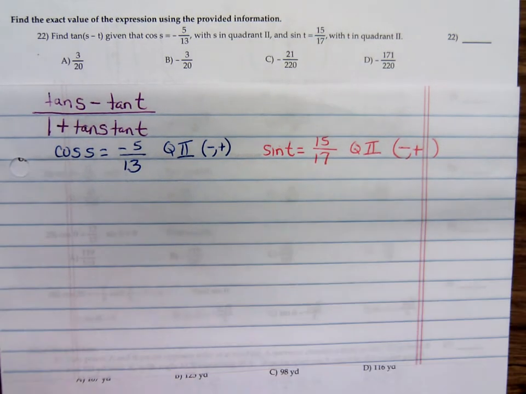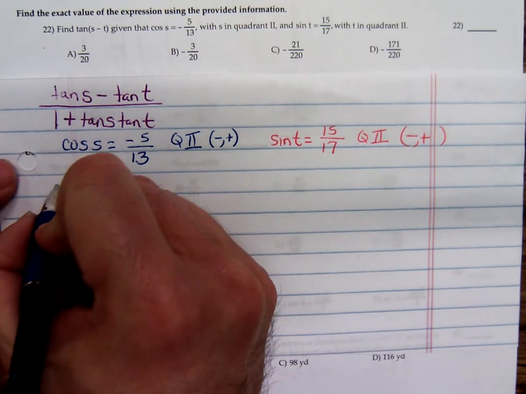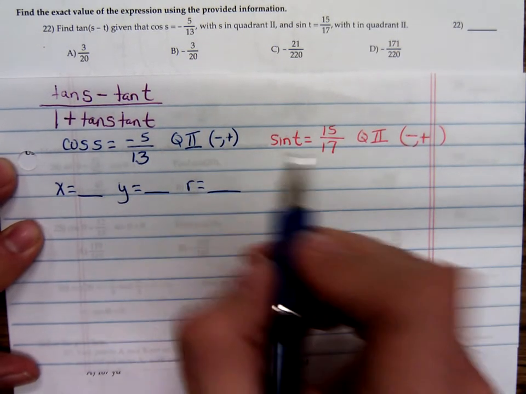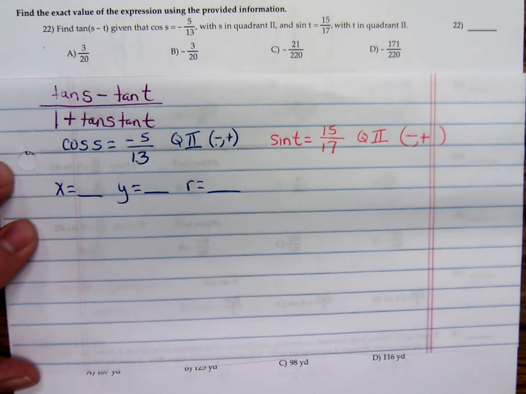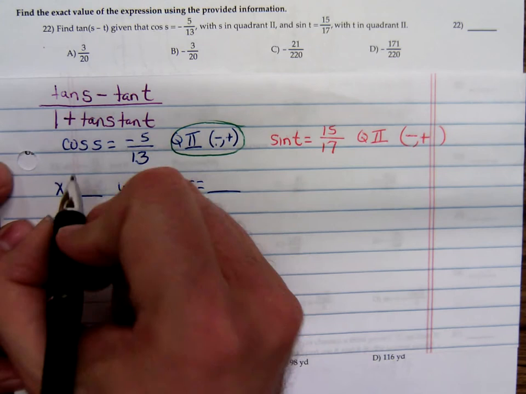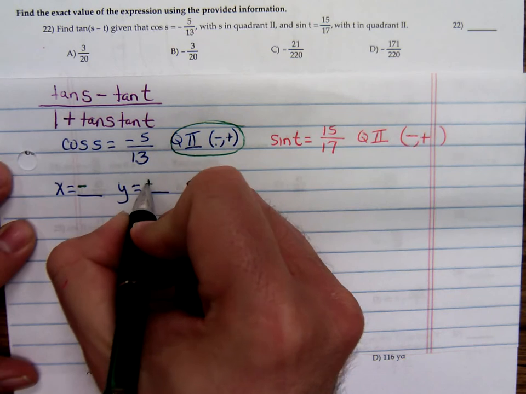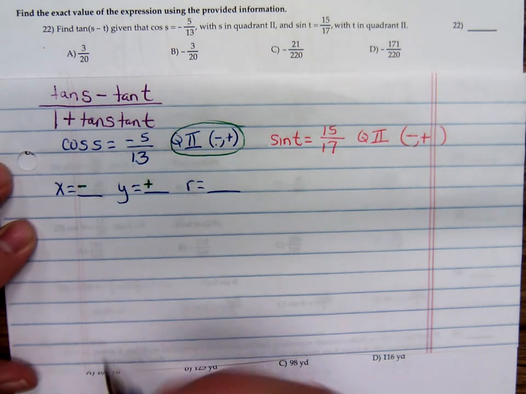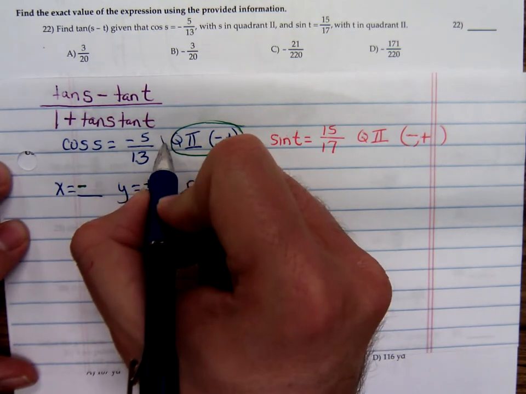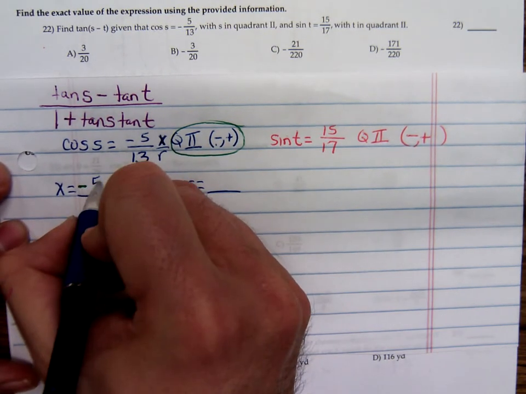Now I'm going to do the x, y, r stuff on this one. X, y, r. Let's keep in mind, we already know that because of this information right here, I know x is green negative, y is a green positive. And what's the definition of cosine in terms of x, y, and r? It would be x over r. So negative 5 over 13.